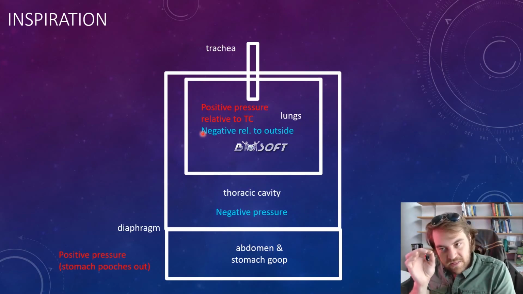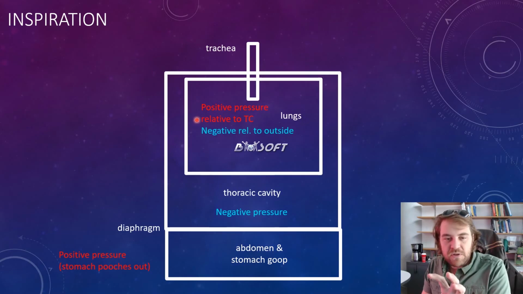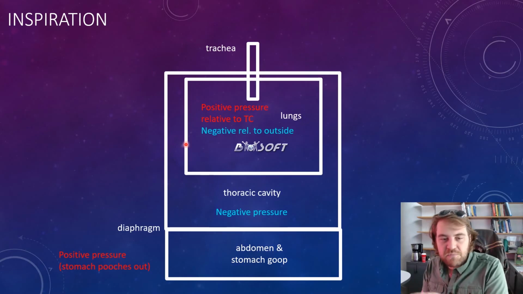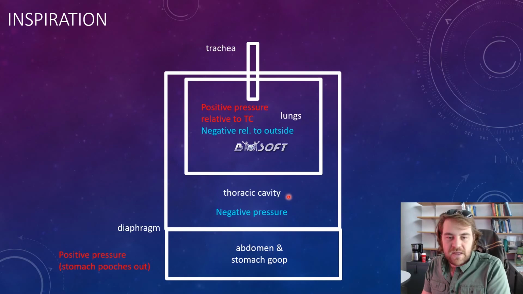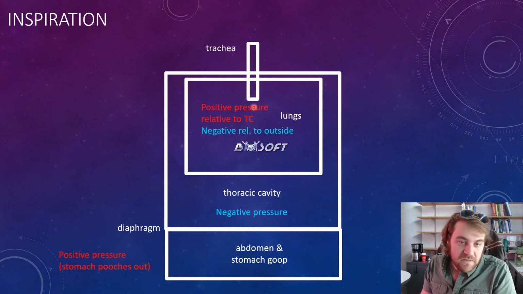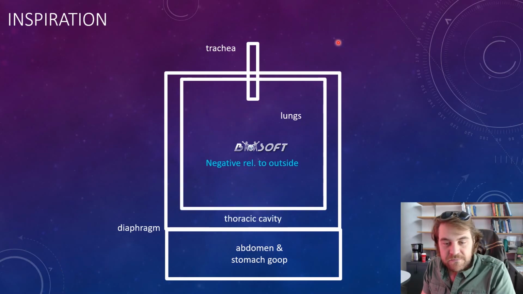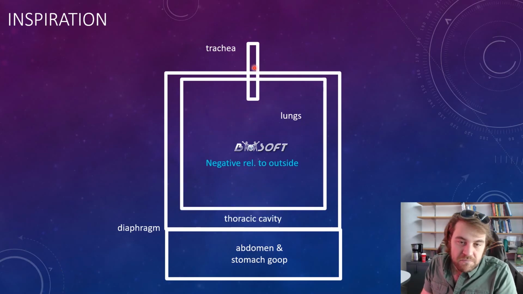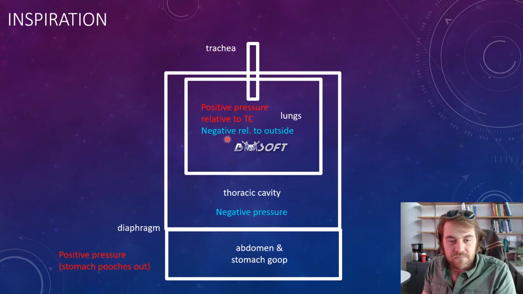Again, this is just a snapshot in time. So this is between when it's totally inflated. So the lungs still have positive pressure relative to the thoracic cavity. But now they have negative pressure relative to the outside. So now what happens? Well, all this air outside is pushing on this. Air is going to want to come in. So it's continuing to move, right?